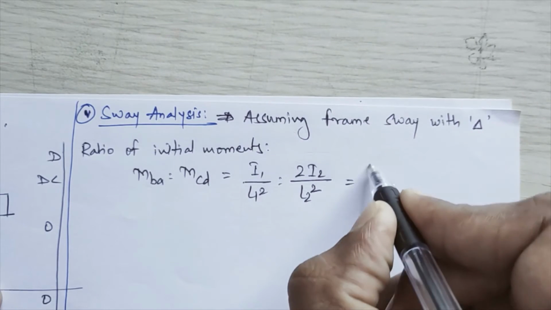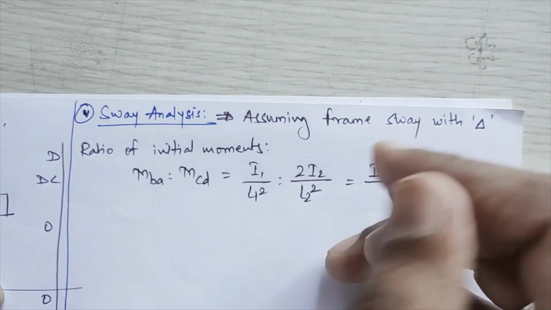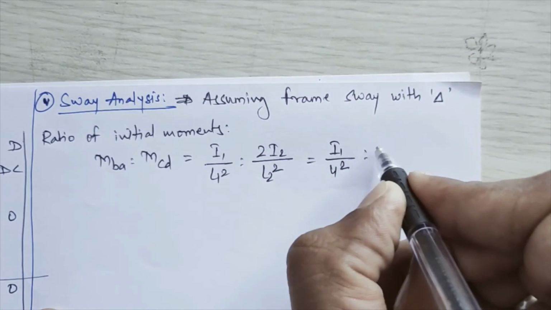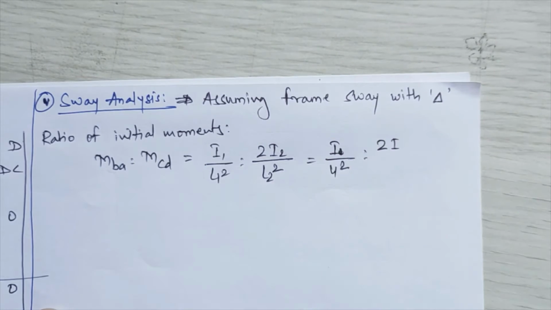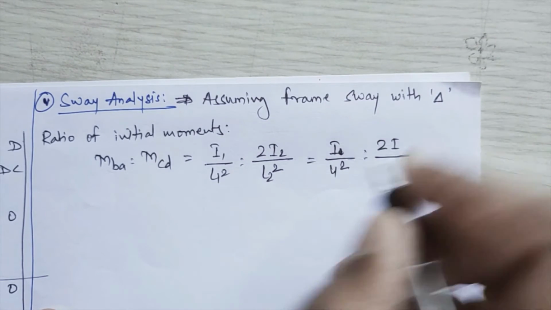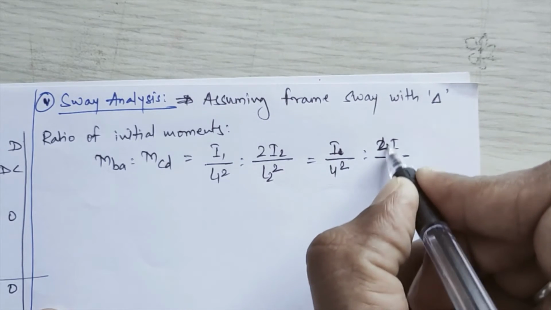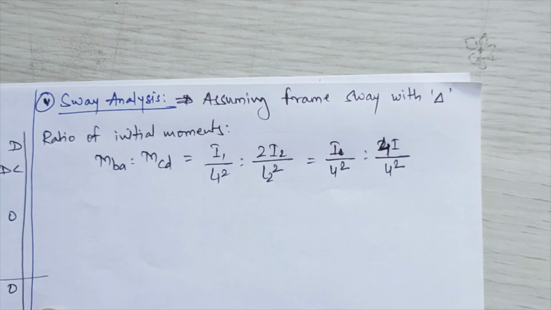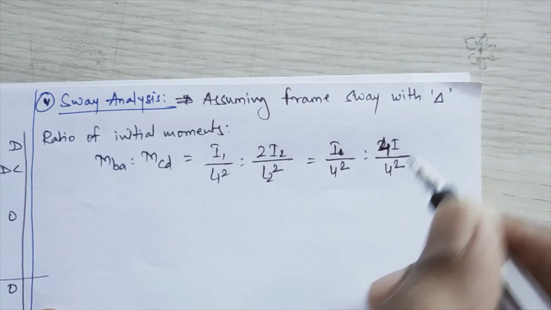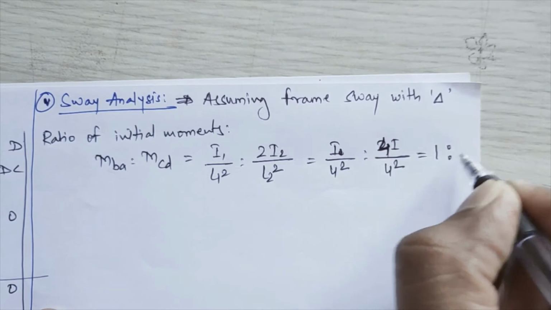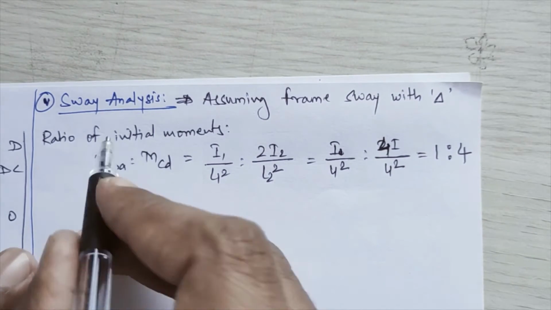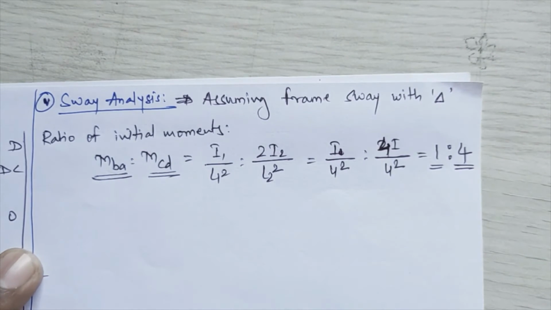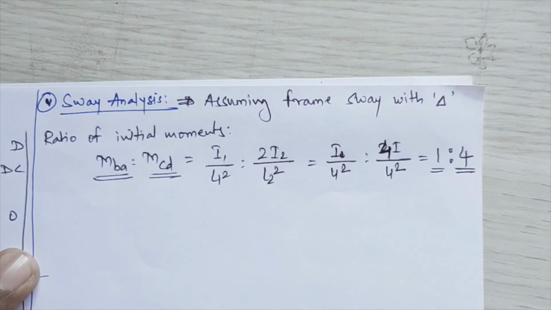So I substitute that. I get I1 divided by the length of BA, which is 4, square, is to 2 of 2I divided by 2, which will become 2 into 2, 4I, divided by again 4 square. So this ratio, I by 4 square will get cancelled, and the ratio remains 1:4. So the moment for BA I am getting in a ratio of 1, and for CD in a ratio of 4. So the ratio is 1:4.